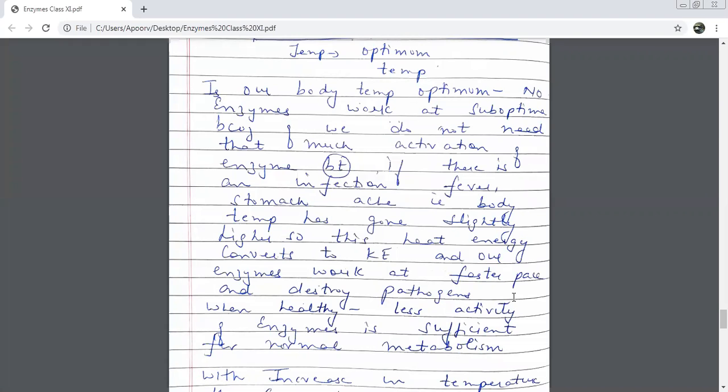So when they start working at optimum conditions, they'll become very active and then they'll be able to kill that particular pathogen which has entered your stomach or your body, whatever. And in normal conditions, beta, when we are in a healthy condition, less activity of enzymes is sufficient for normal metabolism.